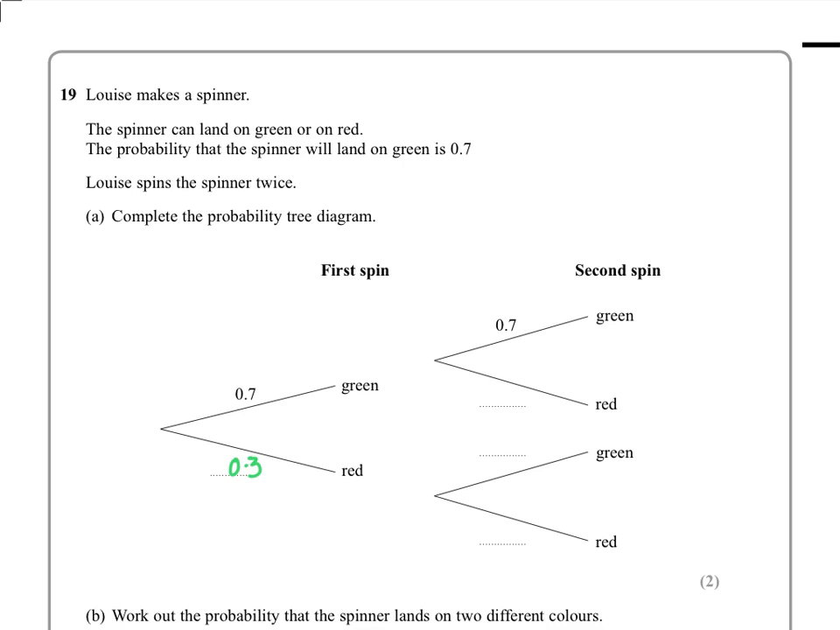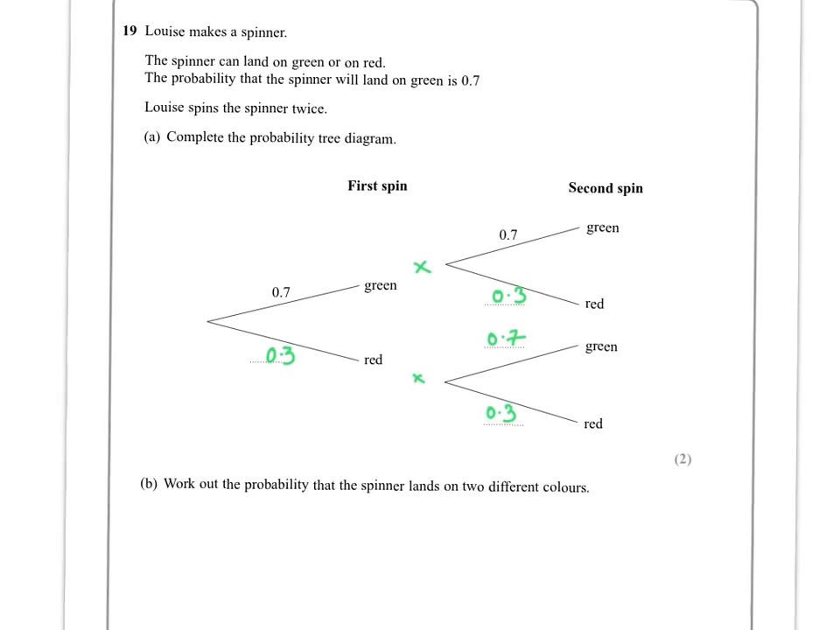Going to add up to 1. And then Louise spins the spinner twice. Complete the probability tree diagram. Well, it's always going to be 0.7 for green and 0.3 for red. So that's easy enough. Now, I do have a little video somewhere about why you multiply at these junctures here, and I'll put a link on here if I remember. So we want to complete the tree diagram. Well, we've done that.